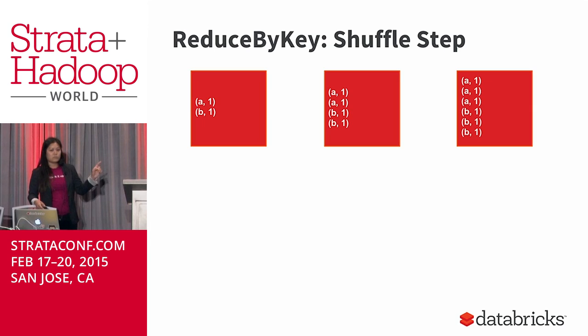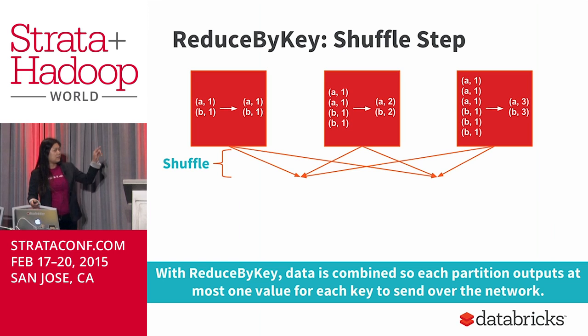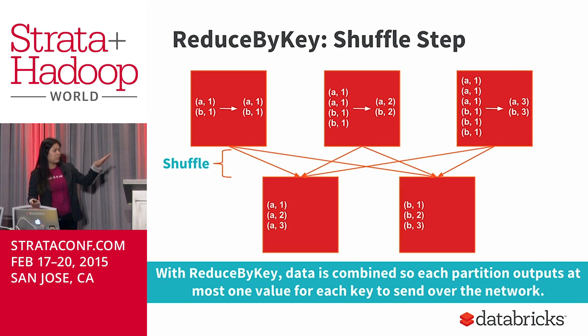So we start out with those word count pairs, where we have the word with an initial seed count of just 1. What ReduceByKey is going to do is combine all your data so that on each particular partition, there's at most 1 value for each key to send over the network. So when the shuffle actually happens, there's going to be at most 1 key pair for each word on our final reduce node. So we can shuffle that over. We have 3 word count pairs for each particular word, and we can get our final word count, which is 6 for A and 6 for B.